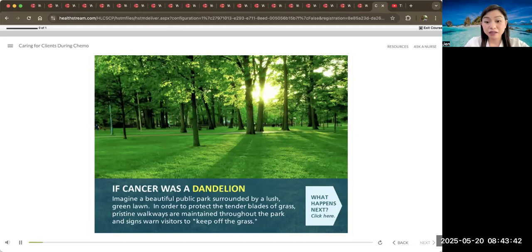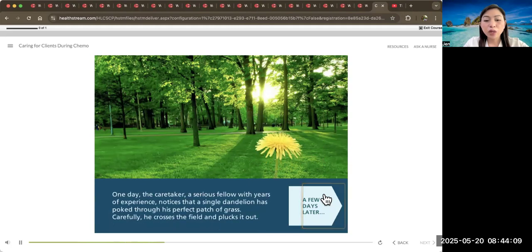Imagine a beautiful public park surrounded by a lush green lawn. In order to protect the tender blades of grass, pristine walkways are maintained throughout the park, and signs warn visitors to keep off the grass. What happens next? One day, the caretaker, a serious fellow with years of experience, notices that a single dandelion has poked through his perfect patch of grass. Carefully, he crosses the field and plucks it out.